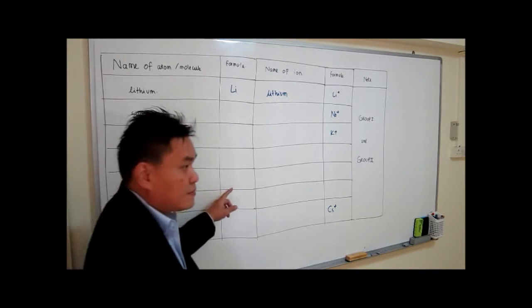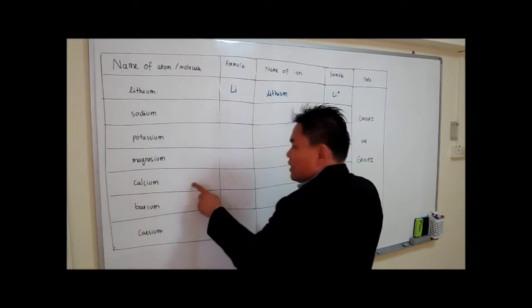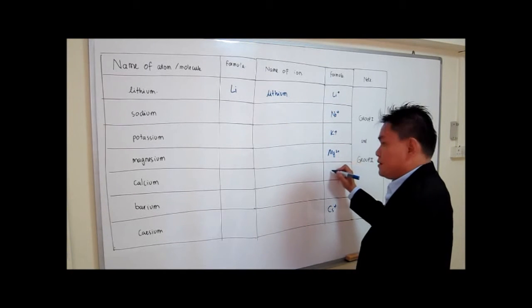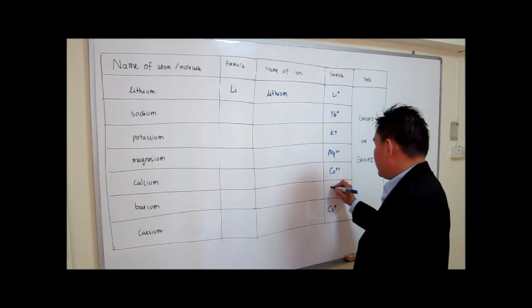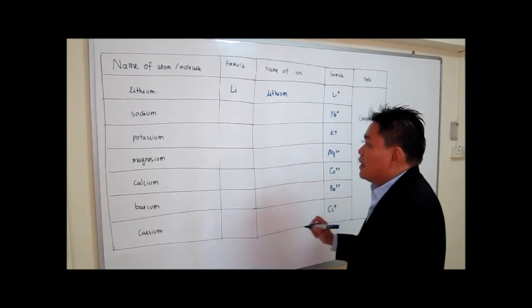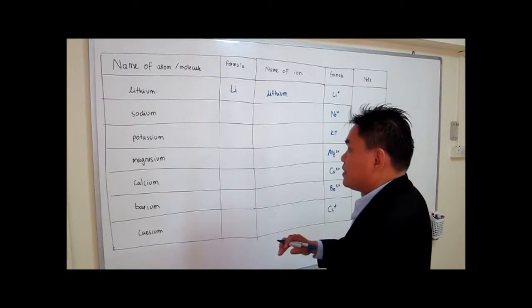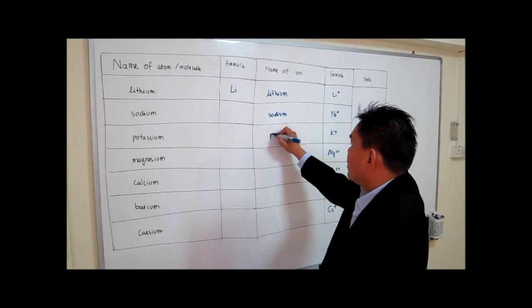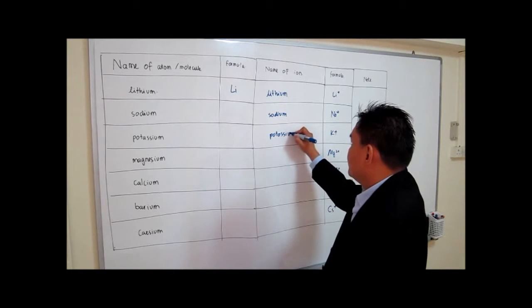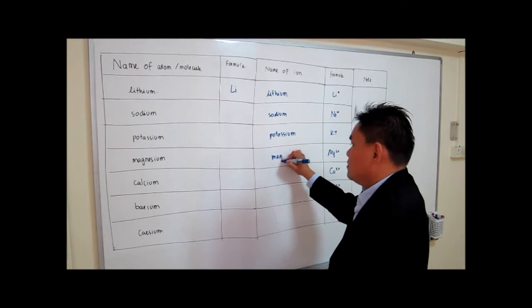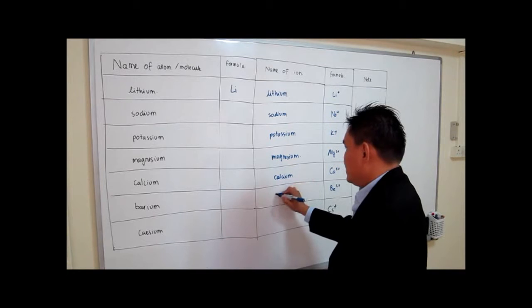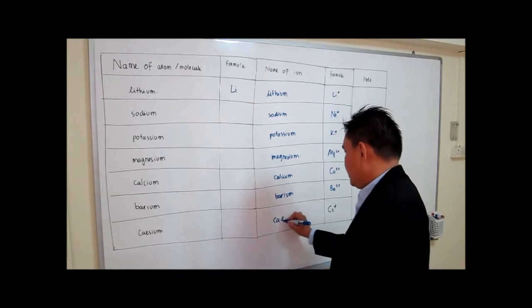In the case of magnesium, calcium and barium, the formula of the ion will be Mg2 plus, Ca2 plus and Ba2 plus. And the name of the ions will be same: sodium, potassium, magnesium, calcium, barium and caesium.